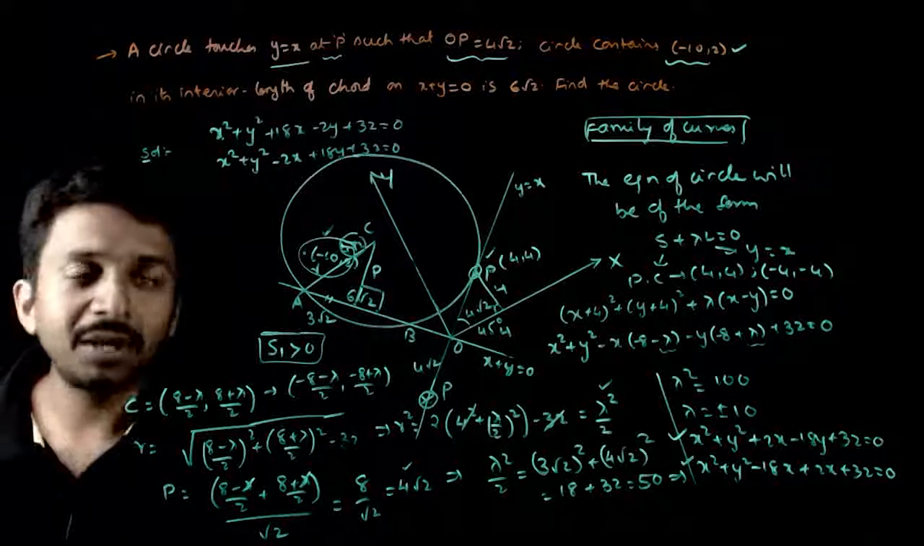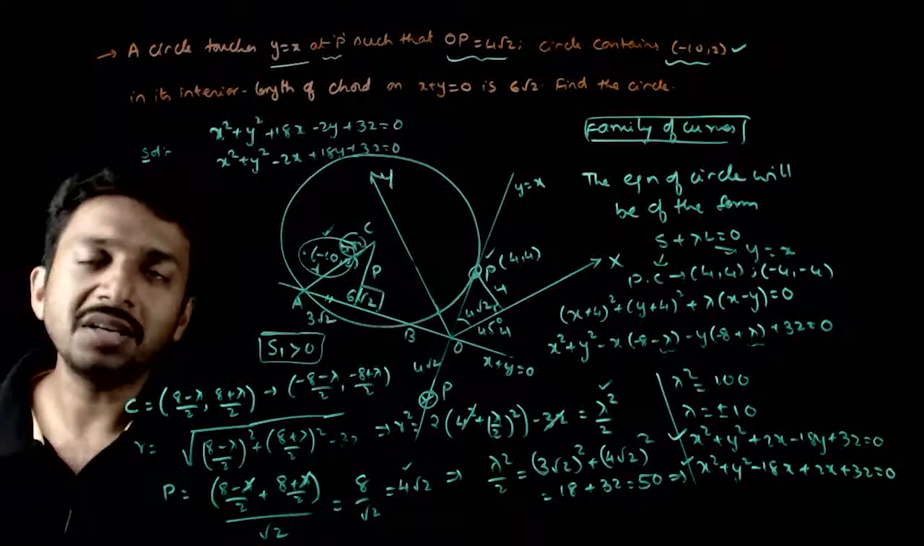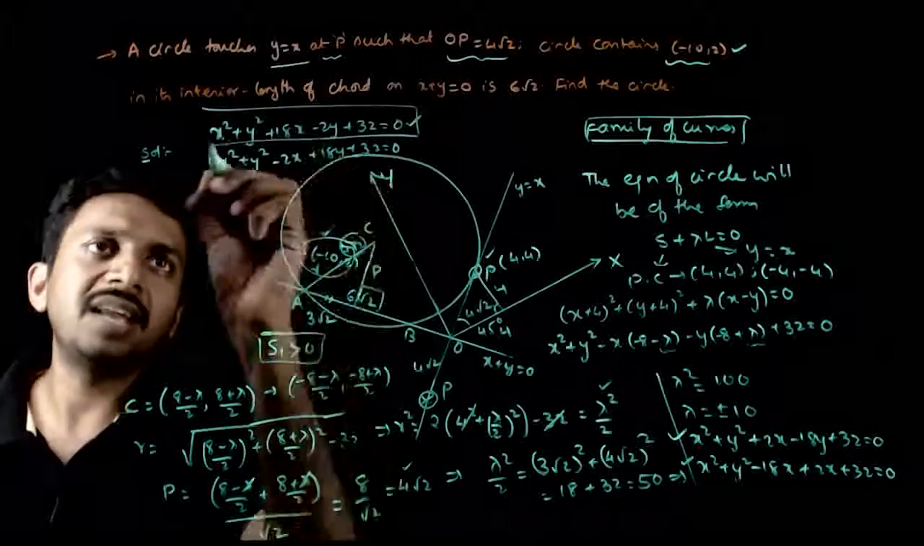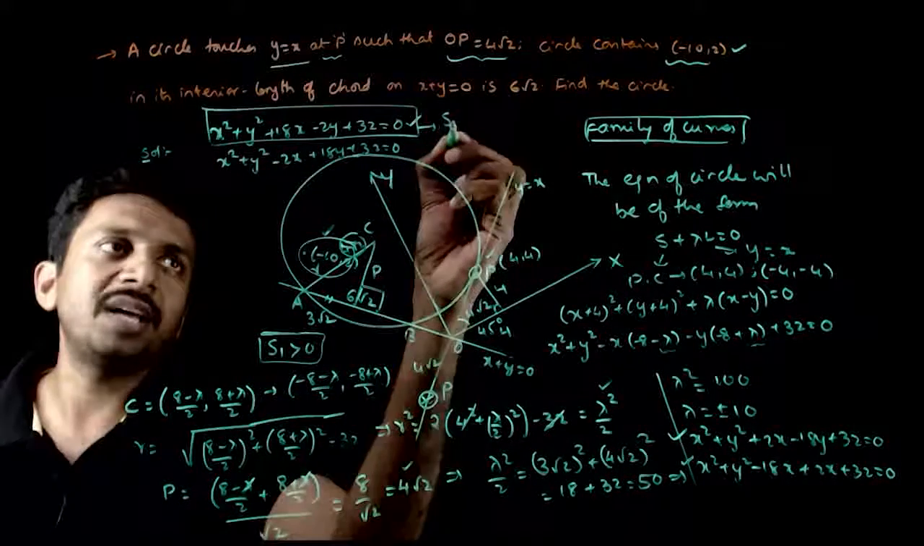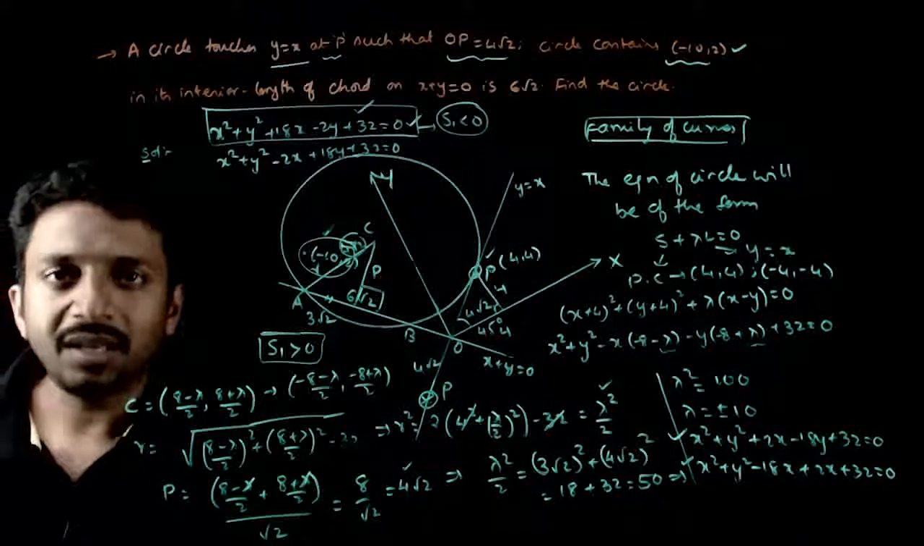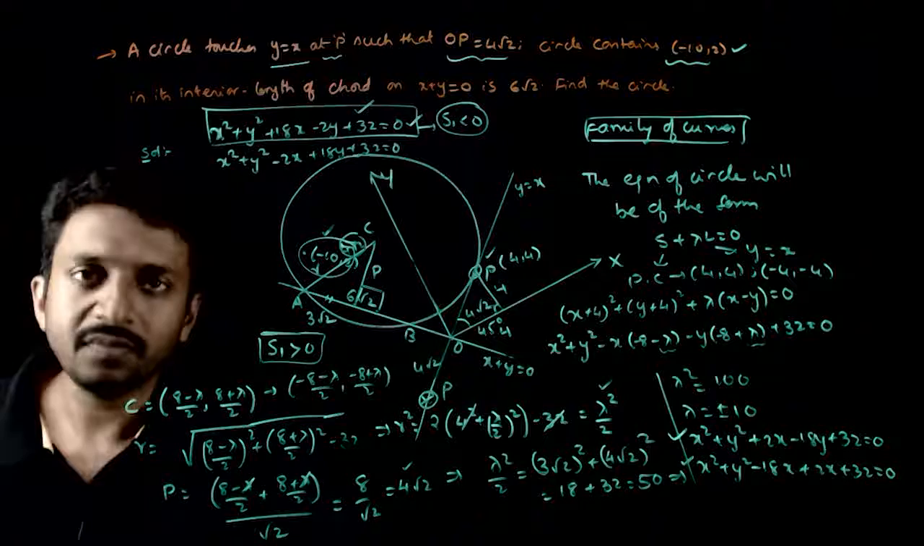सो अब -10,2 ये दोनों इक्वेशंस में पुट कर लीजिए. यू सी दैट दिस इक्वेशन गिव्स S1 as लेस देन 0. इस इक्वेशन corresponding S1 less than 0 आएगा. Hence, this is the required equation of circle. Thank you.